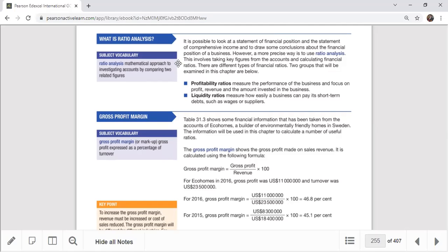So it is possible to look at the statement of financial position and statement of comprehensive income and draw some conclusions about the financial position of a business. However, a more precise way to do this is ratio analysis. As I told you, by looking at the financial statements, we can find out whether the business is doing well or not, but ratio analysis is more precise.